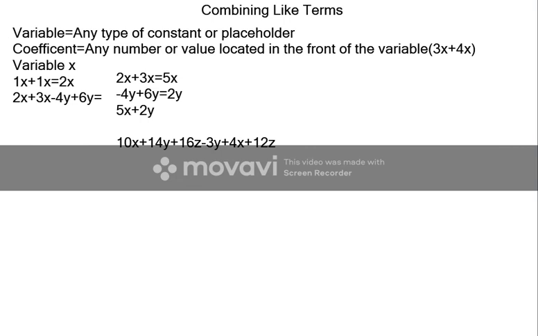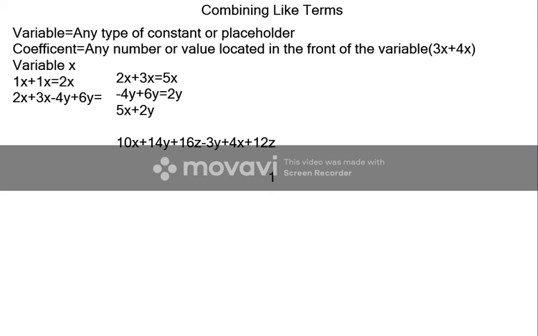Alright. So first let's count how many variables we have in this equation. Well, I see we have an x, I see we have a y, and we have a z. So those are 3 different variables. So what do we need to do? Well, let's make 3 different equations, right? So let's first make an x equation.